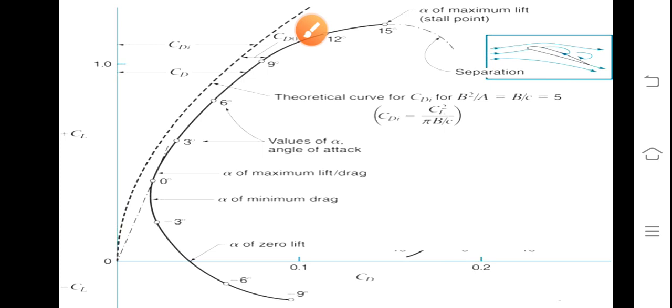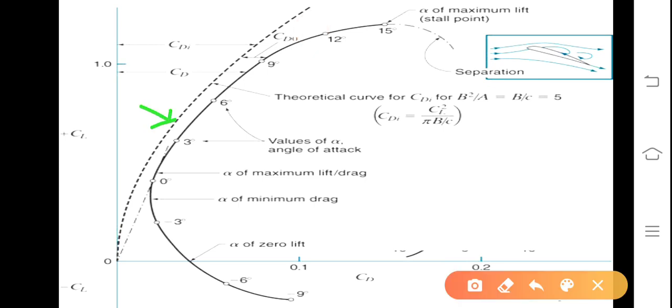Also, CL by CD, we know, is the efficiency. That also can be plotted together along with these two curves. That means combining the three curves, we will get a parabolic curve which is known as the polar diagram. The dotted one, here you can see the dotted one. This is also parabolic and it almost resembles up to a certain angle of attack, and it remains almost parallel to each other.